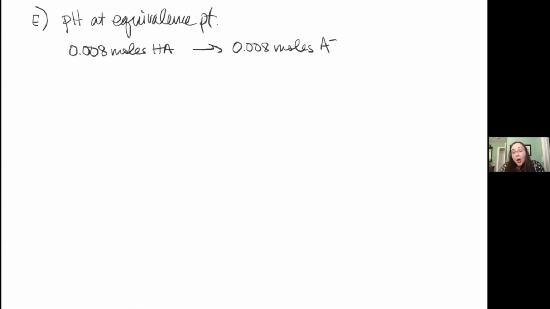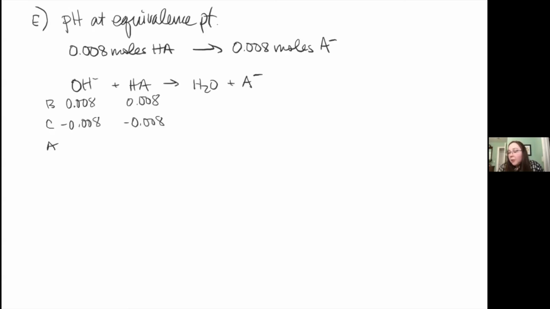Okay, now the long way to do that is to say, okay, I'm mixing together my strong base and my weak acid. So I've got OH minus and HA, and we're making H2O and A minus. And I've got 0.008 moles. This is our BCA table of each of these. So they'll react completely, and we get 0.008 moles of our A minus. So you can write that all out if you want to, or you can just know you have the same number of moles of conjugate base at the end, at the equivalence point, that you had of acid at the beginning. So we've got 0.008 moles of A minus.